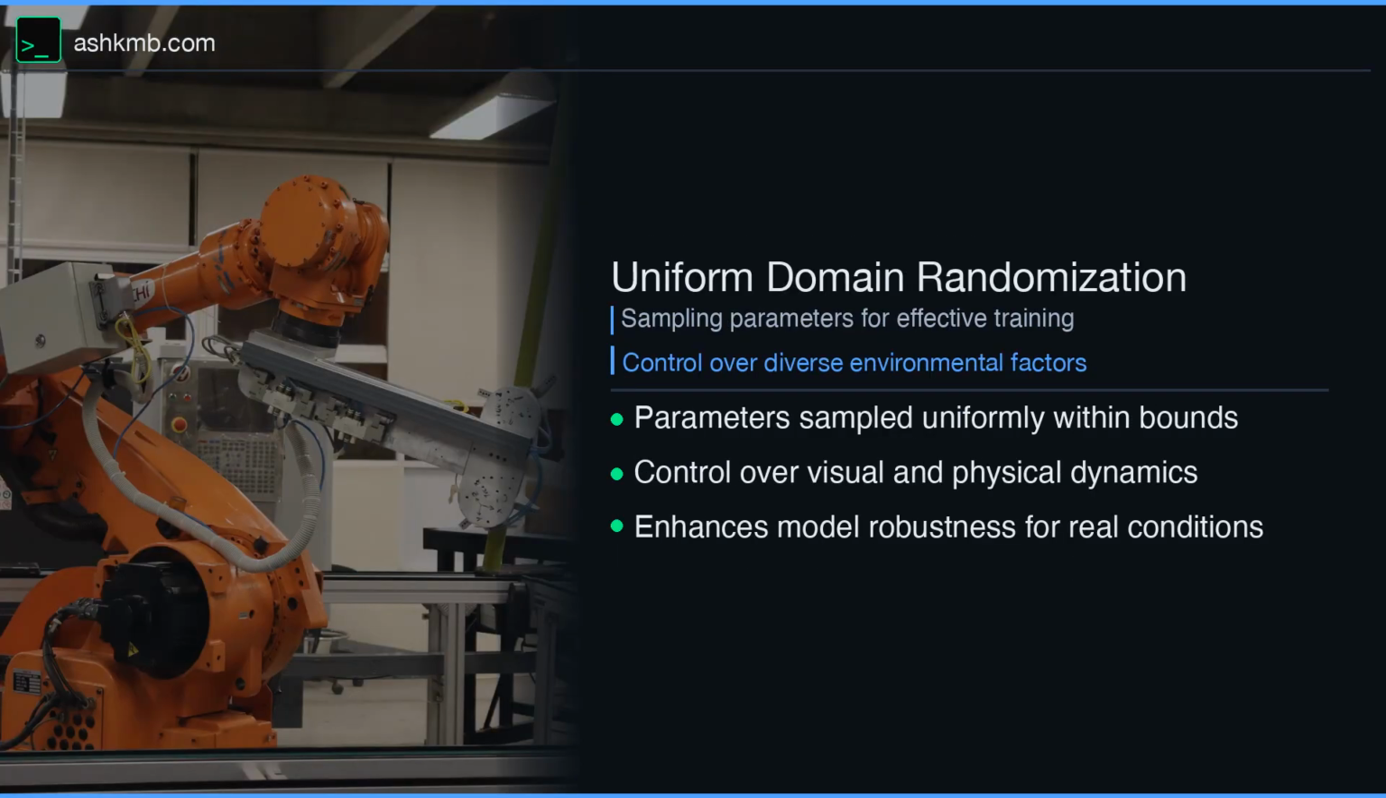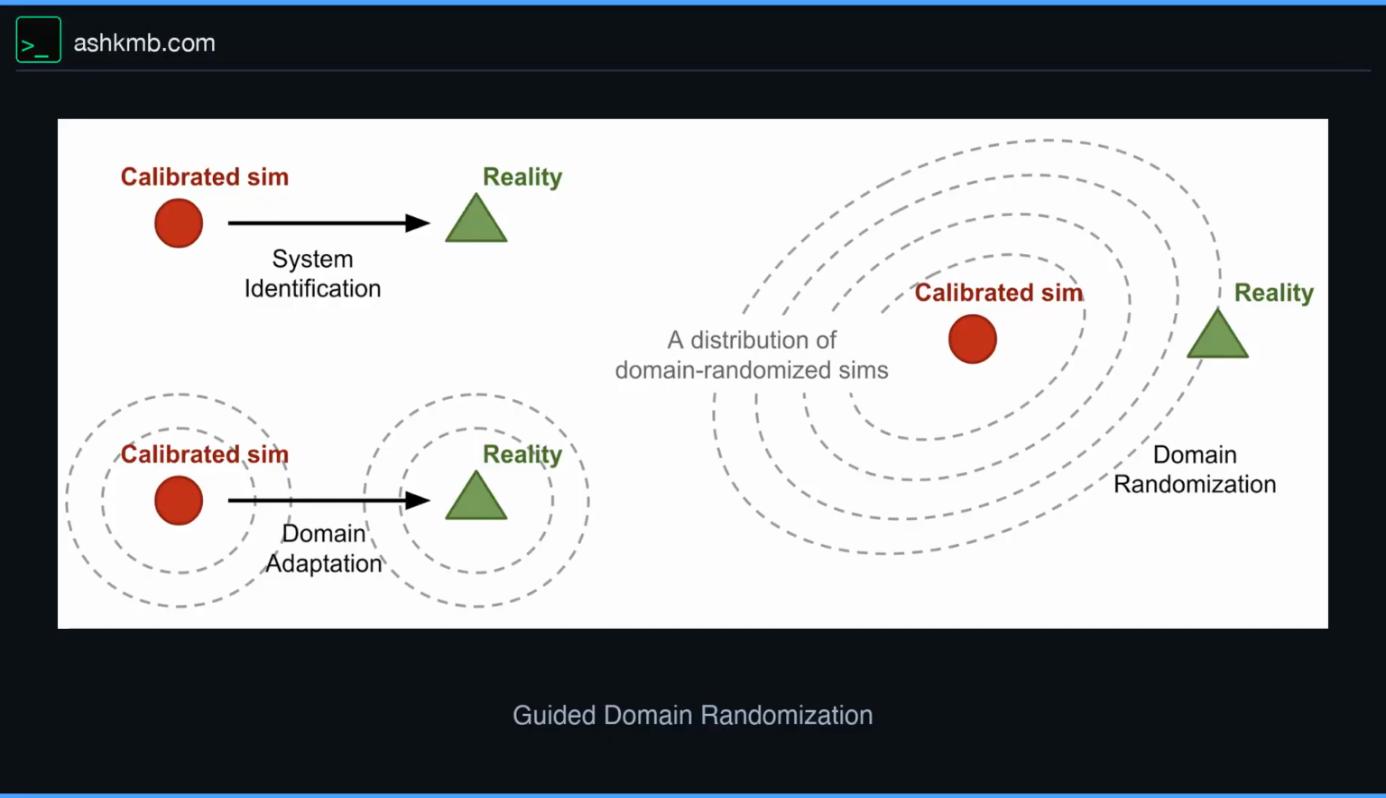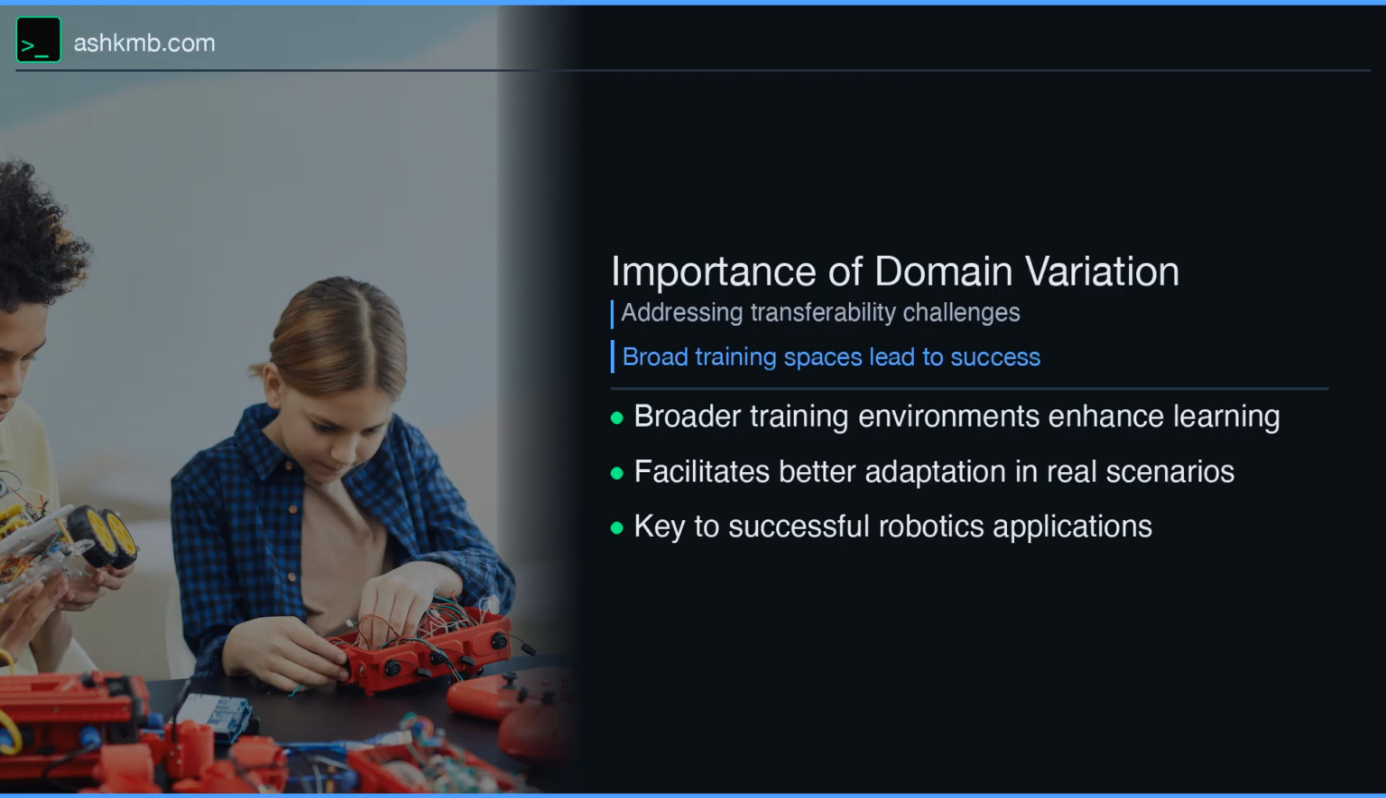Uniform domain randomization involves sampling parameters uniformly within set bounds. It allows for control over various environmental factors, from visual appearances to physical dynamics, enhancing the model's robustness. Guided domain randomization optimizes model training by leveraging performance feedback. By using real data and task performance as guides for randomization parameters, it avoids training in impractical simulated conditions and improves learning efficiency. The importance of domain variation cannot be overstated.